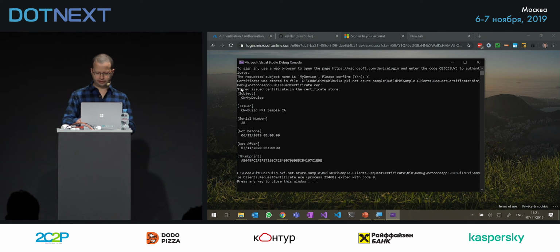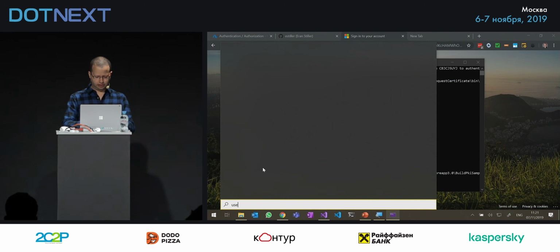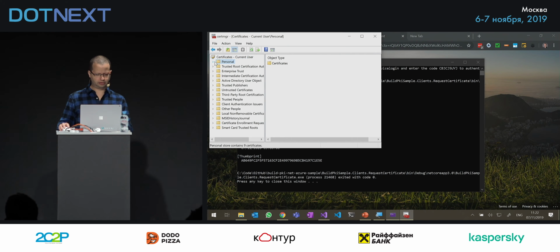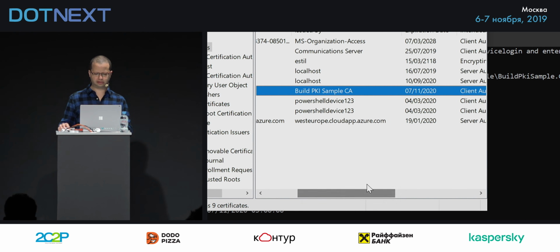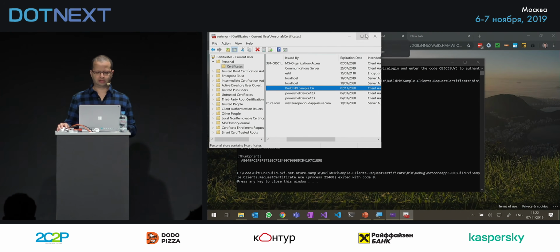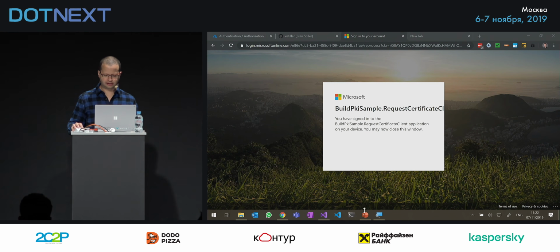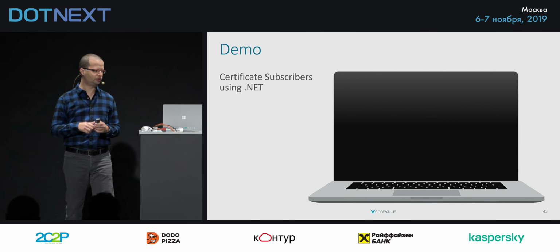And we've got ourselves a certificate from the certificate authority. We can see the issuer is build PKI sample, the subject is my device, and so on. And if I go to the Windows certificate store, and I go here to personal and certificates, we can see that we actually have a certificate, my device, which was created November 7th, which is today. So we created a certificate and stored it. That's great. Now I want to use it in action. And that's the last part. How do we take this certificate and use it in the IoT scenario that we wanted to use it in in the first place?